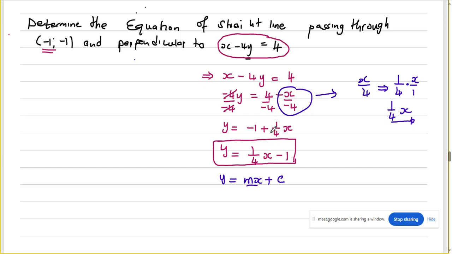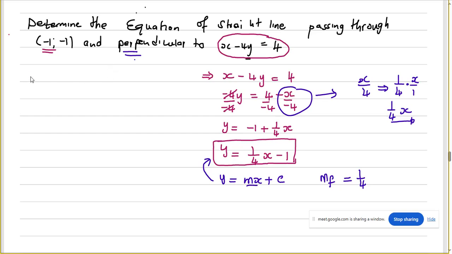1 over 4x minus 1. Wait, what is the gradient? Because remember, the gradient is the coefficient of x. What is the gradient? Compare 1 over this. 4. Exactly. So let's call this the gradient of the first function, which is f. It's 1 over 4. They said these two are perpendicular.